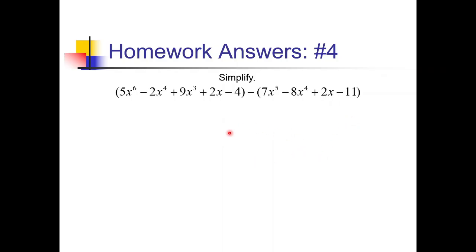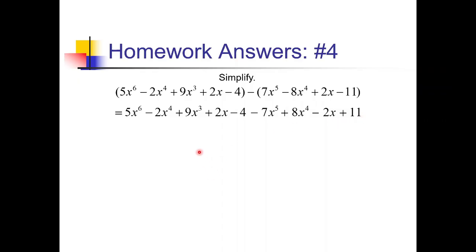To simplify this problem, we need to first get rid of the parentheses, then we can combine like terms. So we have an invisible 1 outside the first parentheses. We can basically get rid of that for free without changing anything because we're just distributing a 1. So no changes there. The next one, we have a negative 1 outside. We're going to have to distribute that to everything inside, so that's going to change everything. So this will be a negative 7x to the 5th, positive 8x to the 4th, negative 2x, and positive 11.